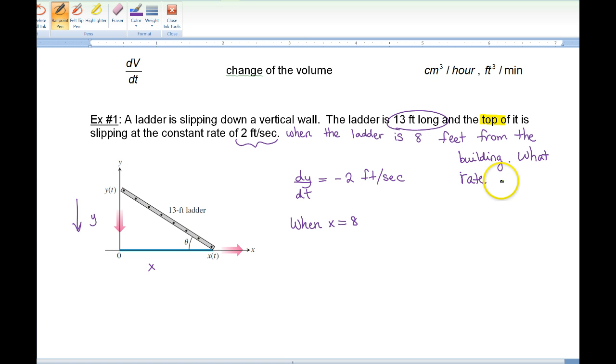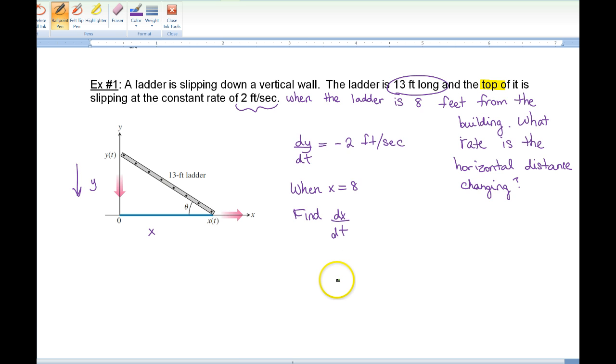Rate is the horizontal distance changing? It would have helped if I had the problem all written out. So what rate is the horizontal distance changing? So I'm trying to find dx/dt. The ladder's falling down this way, it's going out this way, so I wanna figure out how fast the ladder is going out.